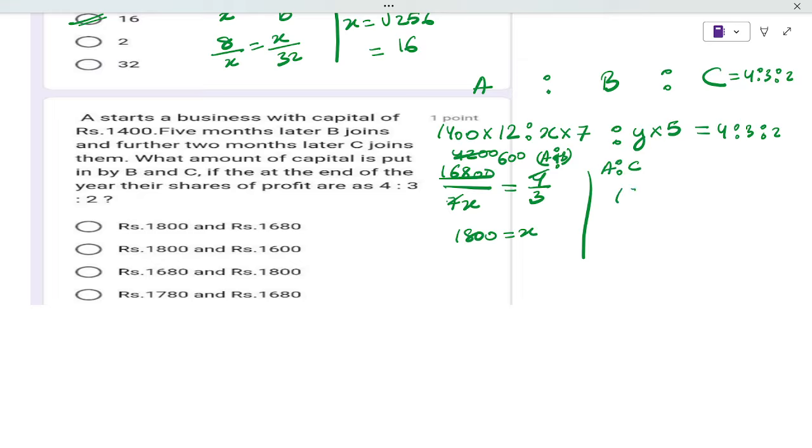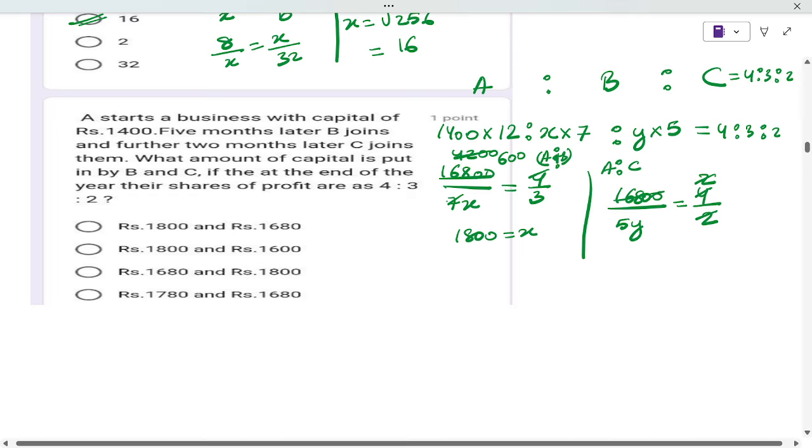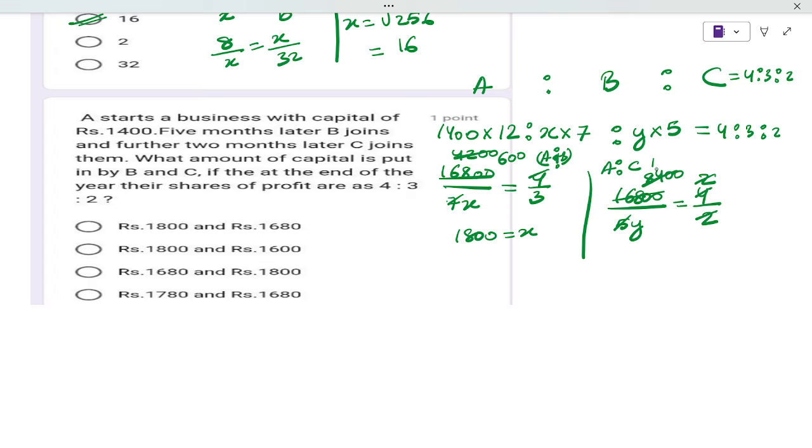So A is 16800 divided by C, which is 5y, is equal to A's 4 and then the other one is 2. So 2 1 times 2, 2 times 2, 8 times 2, 4 times 2, and 5 1 times 5, 6 times 5, 8 times 0. So here y is equal to 1680.